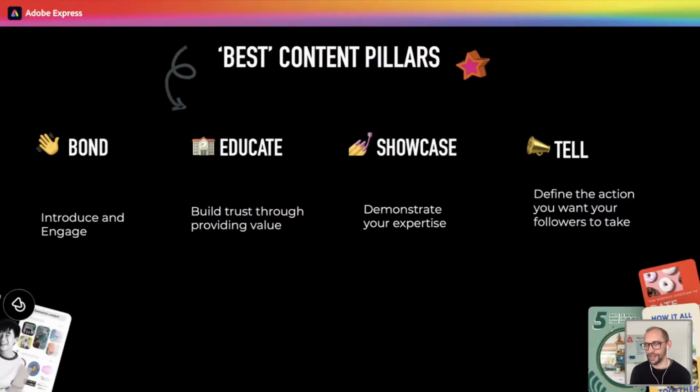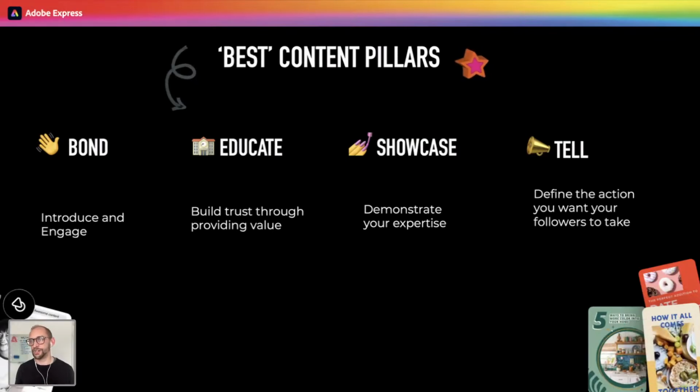So what is the BEST content strategy? These are all content pillars. BEST stands for bond, educate, showcase, and tell. Basically, consider these content pillars the framework of your content strategy. These pillars are everything that you build your content strategy around. Consider them the foundations of your content plan. We'll go through what each of these means in a second, but this is a non-moving piece. These pillars stay the same. In the next step we'll talk about how you structure your content plan around these pillars, but the pillars don't change. So starting with number one, bond: introduce and engage.